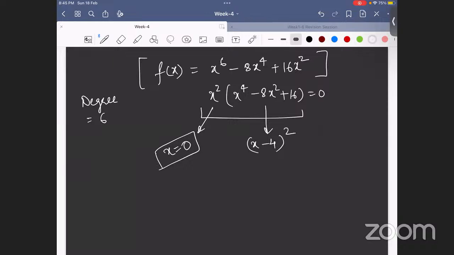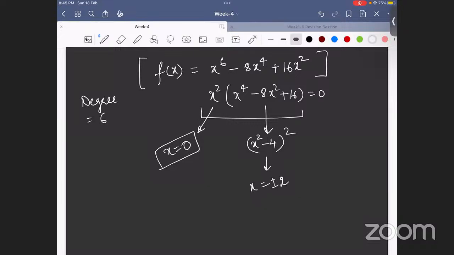So the unique factors that you are getting are x equals 0 and, from x square minus 4, x equals plus minus 2. So how many unique roots can you see for this equation?